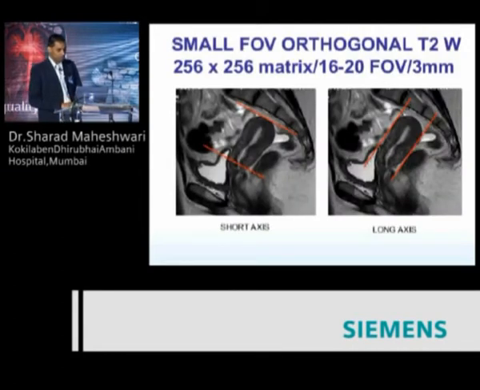Now this is a small FOV orthogonal. You take a short axis and long axis. With a 1.5T, I would take this protocol: 256 by 256 matrix, and a FOV probably of 20, if not 20, 22, and a slice thickness of 3 millimeter.